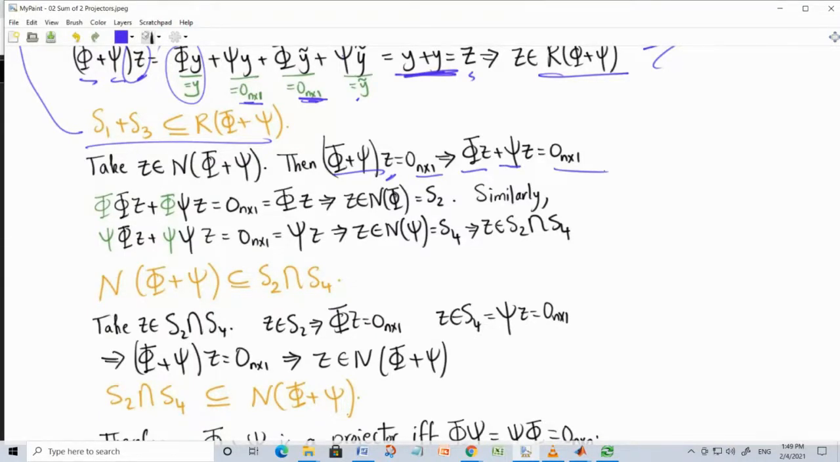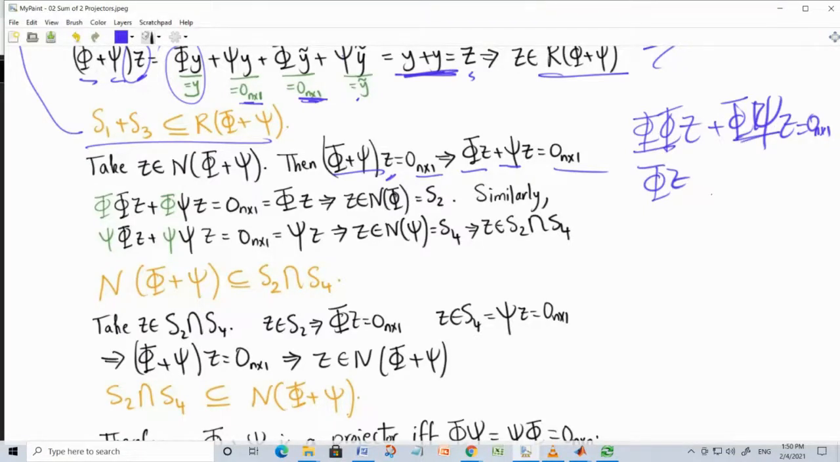Now multiply both sides from the left by phi. So if you multiply by phi, you get phi z plus phi psi z is equal to the all zero vector, right? So what is phi squared? Well, phi is our starting point. Phi is a projector, so it's idempotent. So this is phi z.